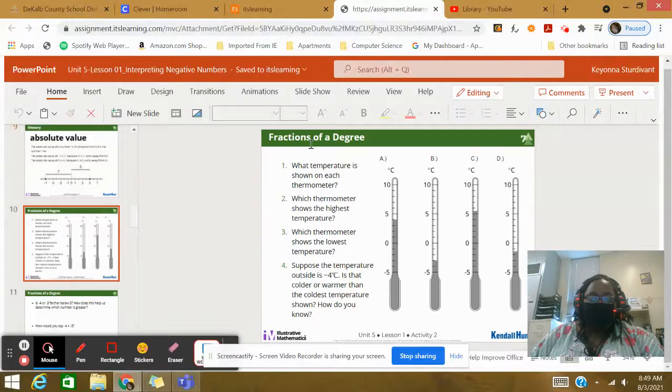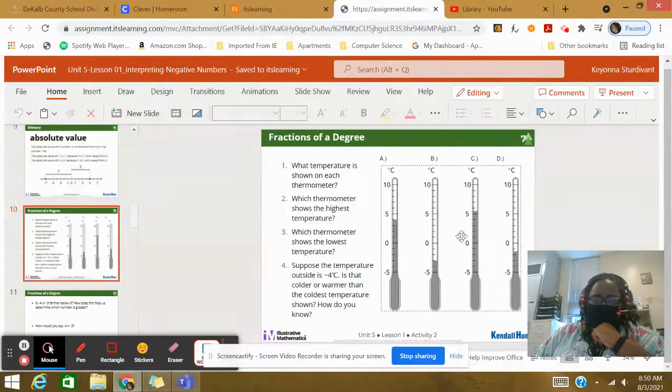And then finally, looking at the first assignment outside of the warm up, the first thing you're going to do, question one, it says, what is the temperature shown on each thermostat or thermometer? I will go ahead and fill in A, B, C, and D to write your temperatures there. Then the second question says, which thermometer shows the highest temp? So once you have each answer for the thermometers, you're going to tell me which one has the highest degree. Then question three says, which one shows the lowest temperature? So again, you would go through A through D and figure out which one is reading the lowest degree.